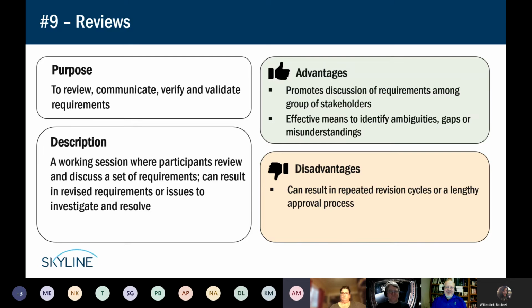I do reviews after I've documented requirements with stakeholders to make sure that everyone agrees. Absolutely correct. Gold star. Yeah, it's exactly what it sounds like. It's getting together with your stakeholders and reviewing your artifacts to verify and validate and ultimately get approval on.